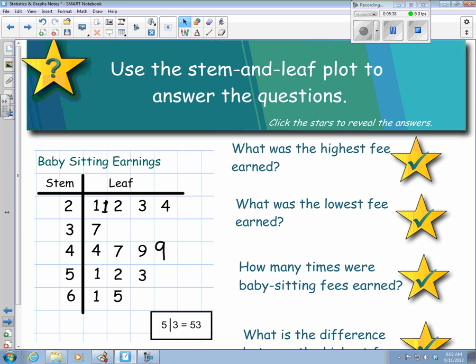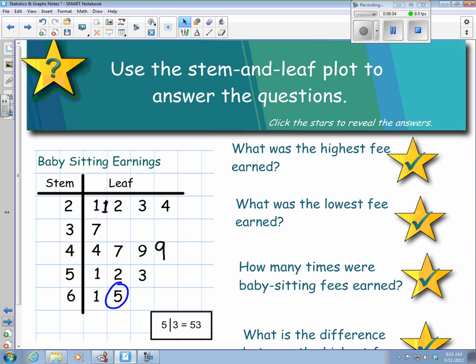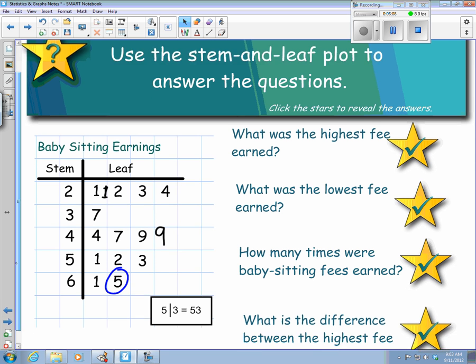What was the highest fee earned? And you should be able to see that the highest fee earned was $65. Just looking down here, the biggest place value, 65. What was the lowest fee earned? You can generally see that's 21. And then how many times were babysitting fees earned? Well, you'd have to count up all the leaves. Should be 15. I think we said 13 on here because we didn't put the ones that repeat in there, but it is 15.